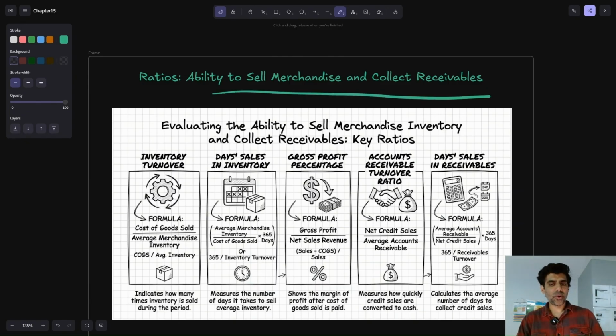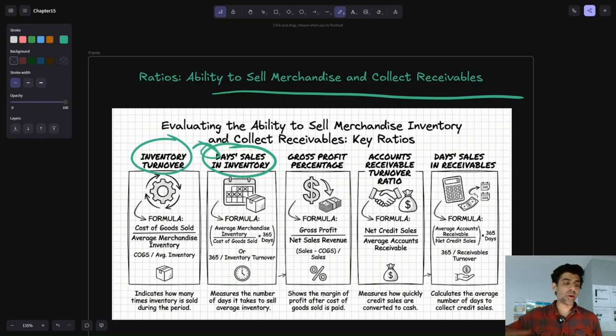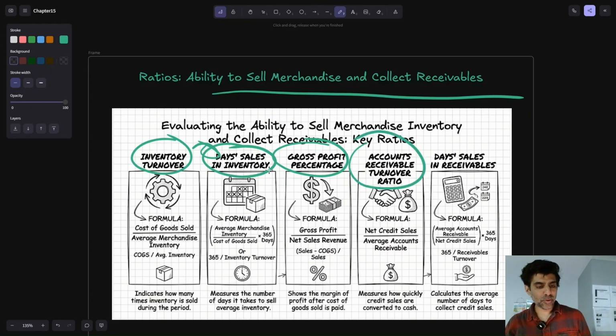Ability to sell merchandise inventory and collect receivables. So inventory turnover, these two are related. They're just kind of a function of one another. Basically, seeing how long it takes to sell inventory on average. Gross profit percentage, which has to do with that buy low, sell high for a merchandiser. Accounts receivable turnover ratio. This has to do with how quickly we're able to collect our receivables. And then day sales, these two are also kind of functions of one another.